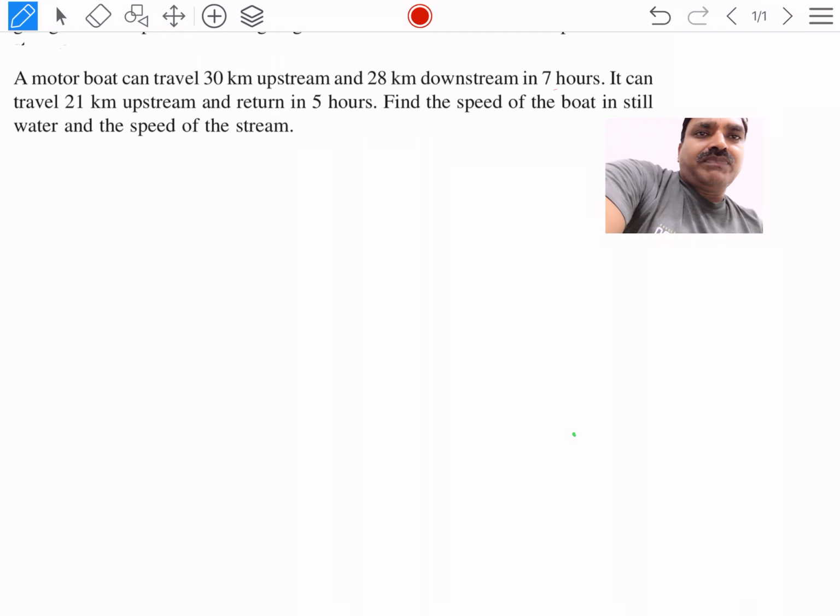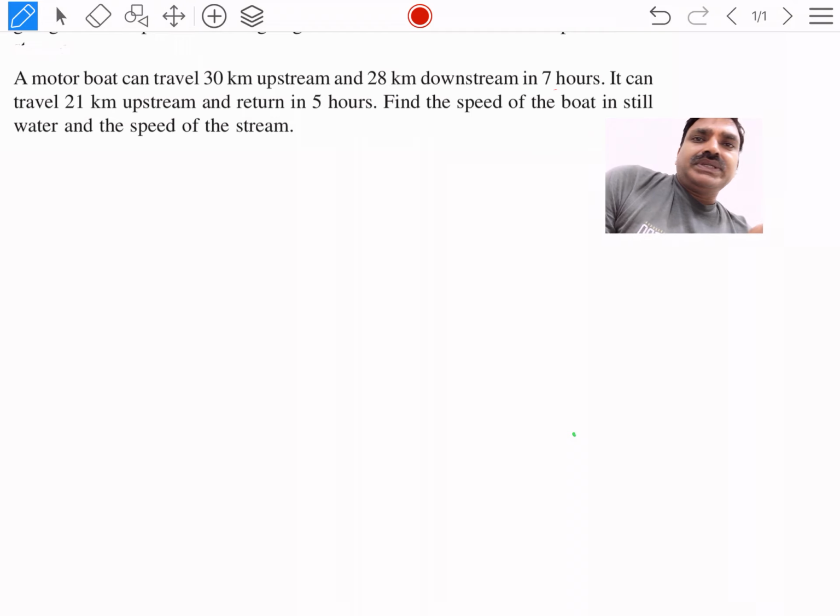This is a problem of class 10th, chapter 3, linear equations in two variables, and this is a very important problem. It is asked so many times in board examinations.